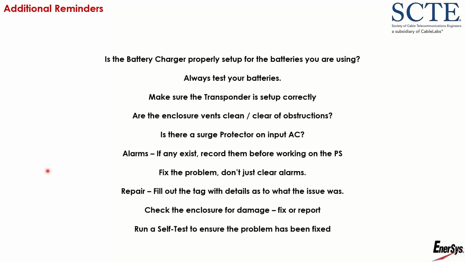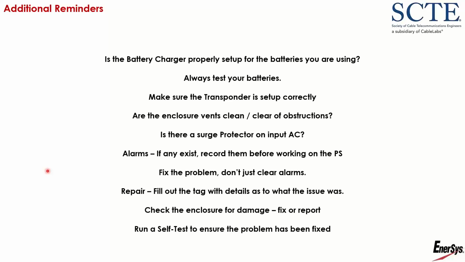If there are alarms on the power supply, look at them and record them before you start messing with the power supply so that you know what's going on with it. If you start messing around with it, maybe the alarm will go away. Maybe you didn't truly fix it, but for some reason you cleared the alarm. Fix the problem, don't just clear the alarms.